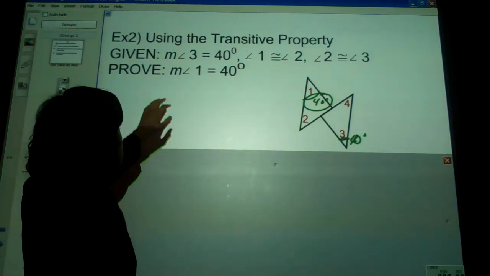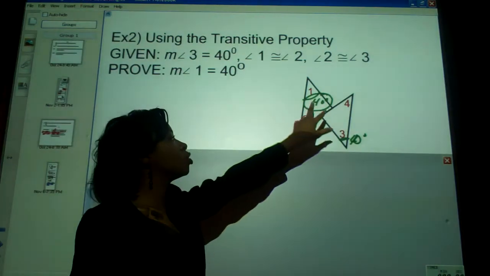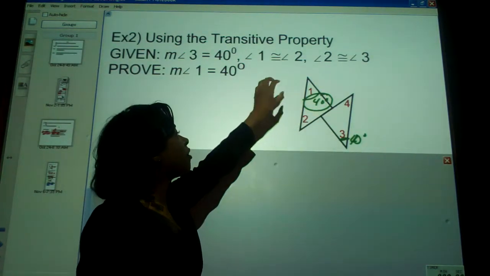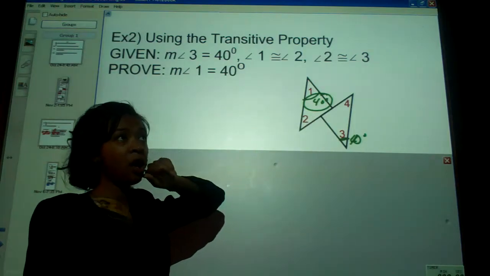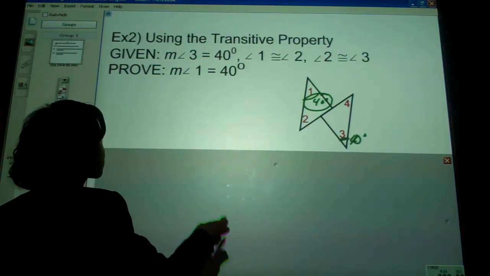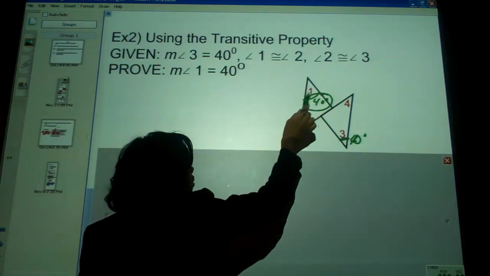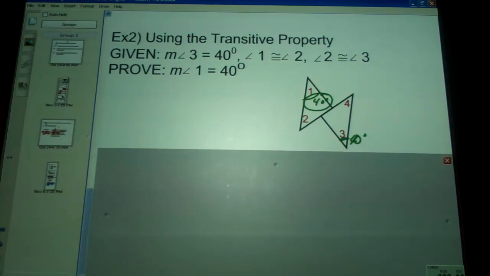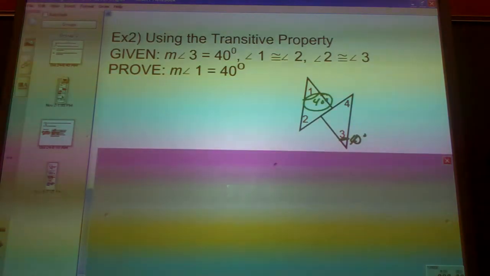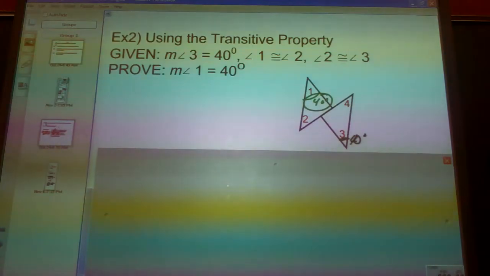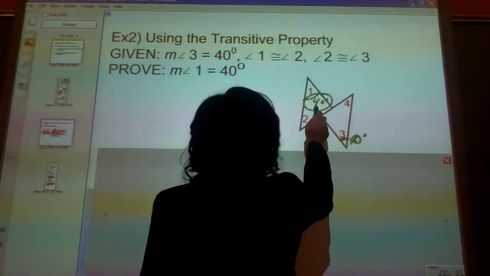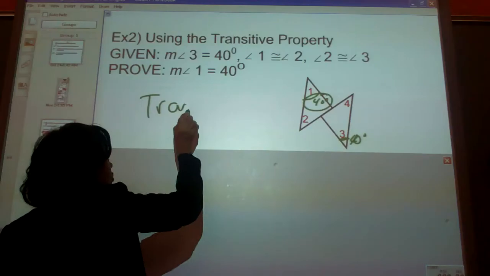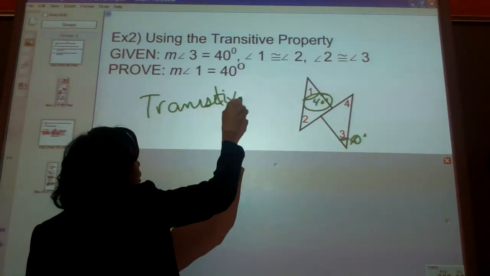But I'm jumping ahead. So step 1, we've written the given. The diagram was drawn. And then I've also marked up the diagram because that helps me. Step 2, what am I asked to prove? Prove that the measure of angle 1 is 40 degrees, which I've already written on the diagram. And now we do step 3. In step 3, I think about what can I use to prove that. And to me, it sounded like transitive property of equality.